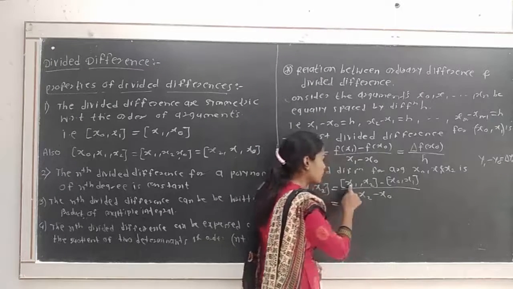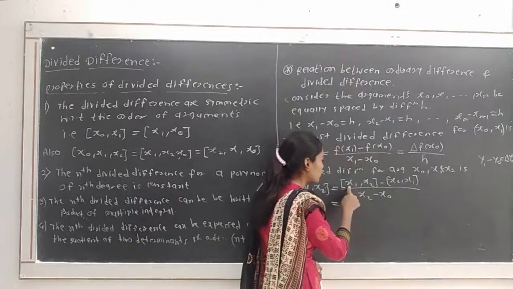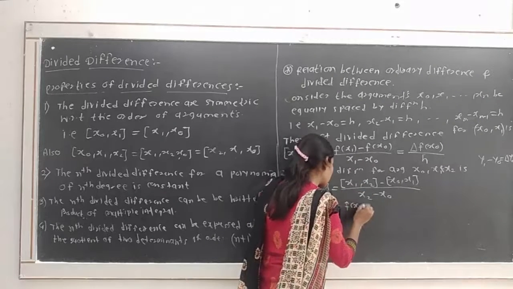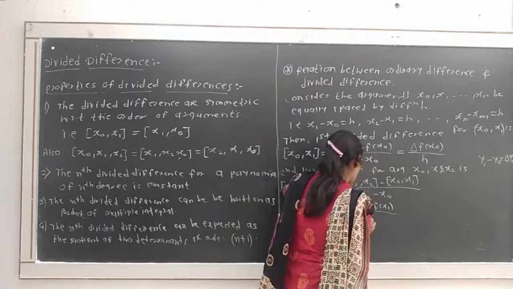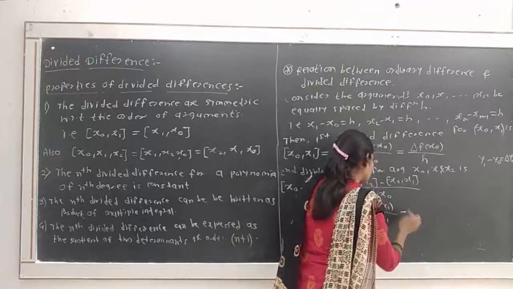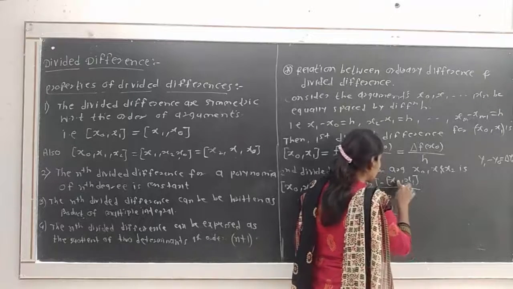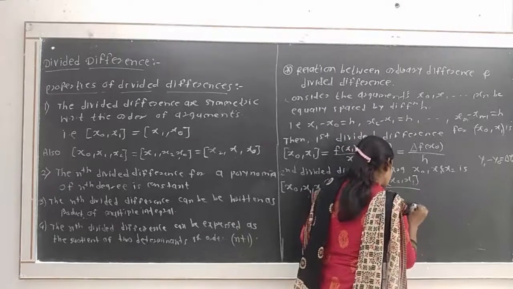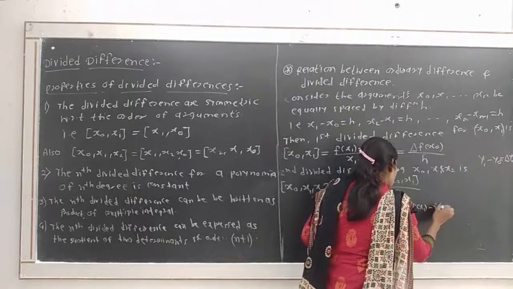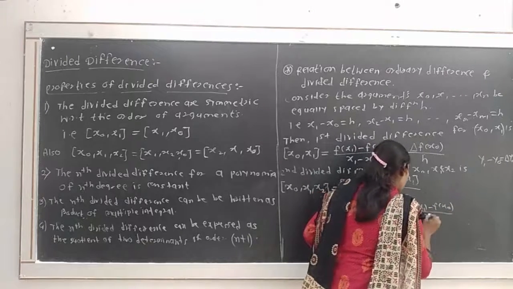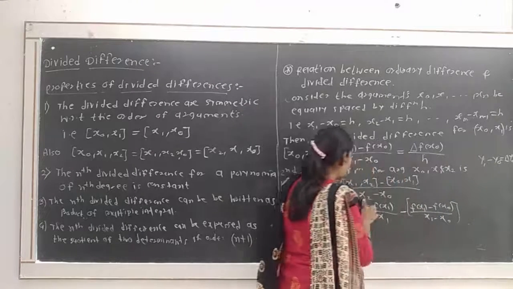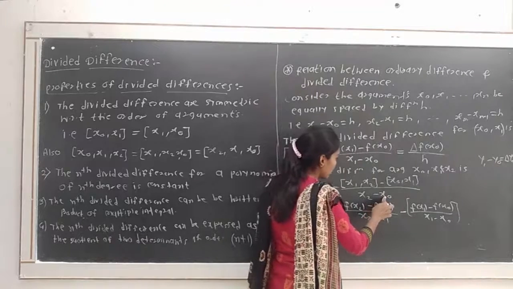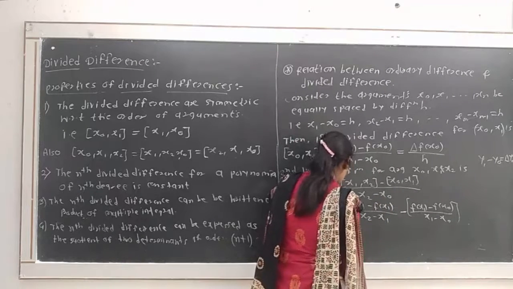Okay, so by definition of divided difference, the divided difference for the argument x1, x2 is f of x2 minus f of x1 divided by x2 minus x1. Then minus the divided difference of x0, x1, which by definition is f of x1 minus f of x0 divided by x1 minus x0. We write that in brackets, and in the denominator, x2 minus x0.